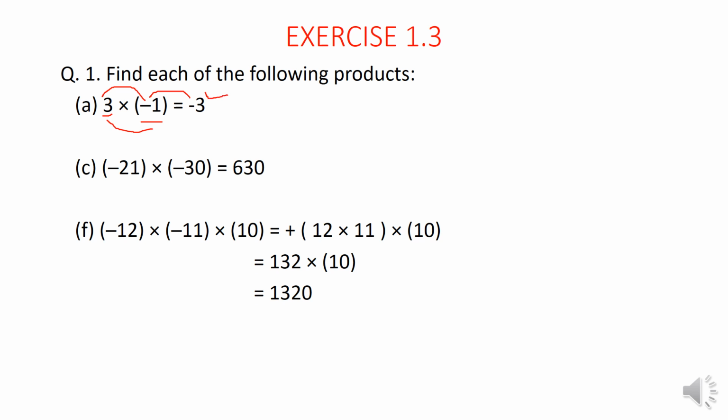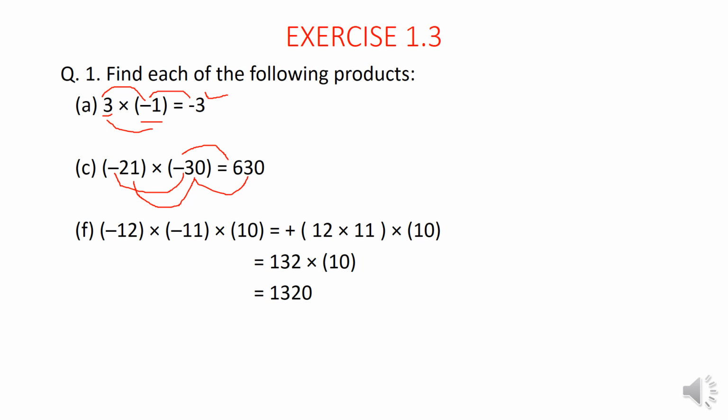Let us see question number C, minus 21 and minus 30. So, minus multiplied by minus, the answer will come plus, and 21 multiplied by 30, if you multiply these two numbers, you will get 630. So, the final answer is plus 630.